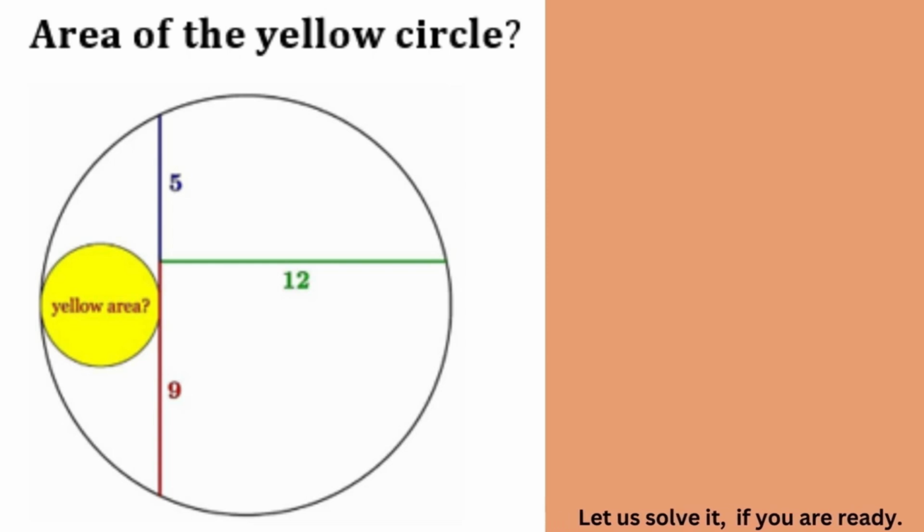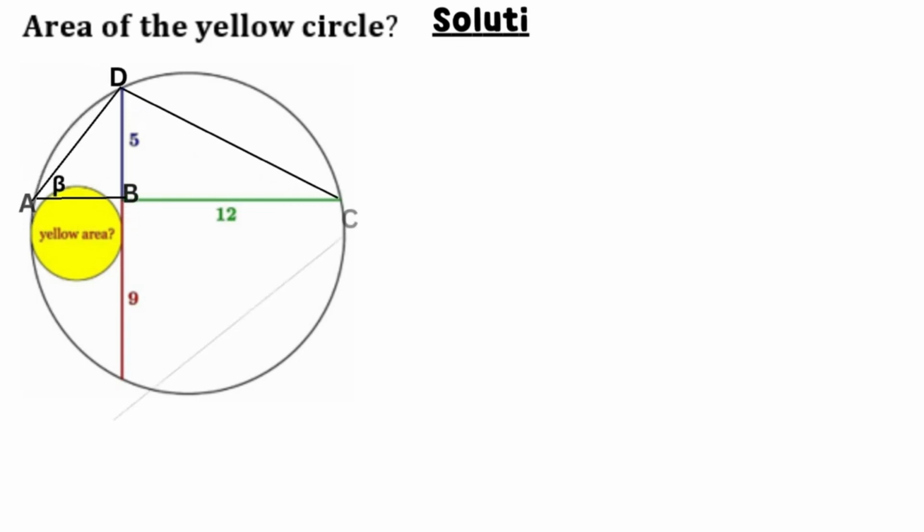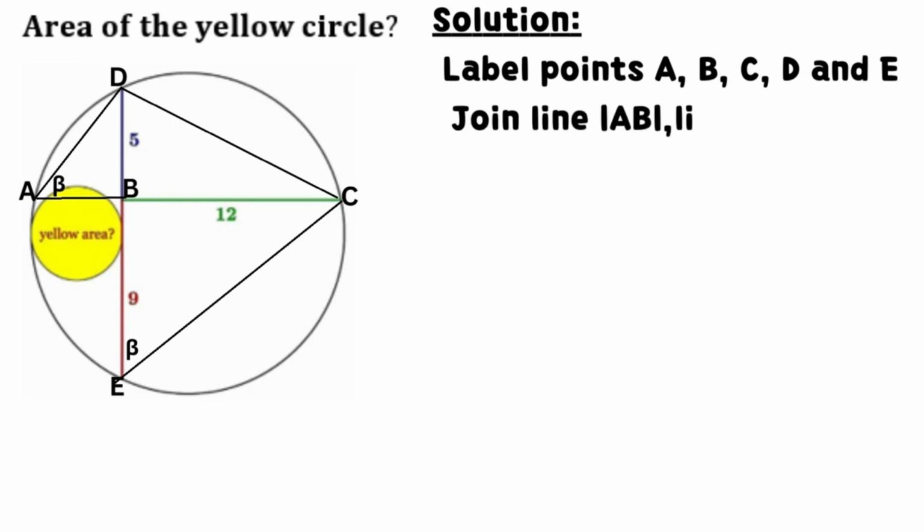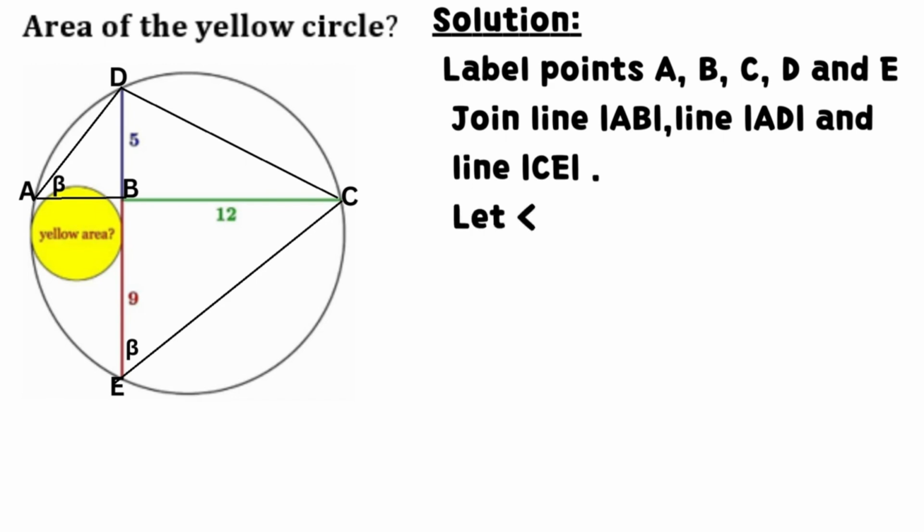What is the area of the yellow circle? Label points A, B, C, D, and E. Join line AB, line AD, and line CE.